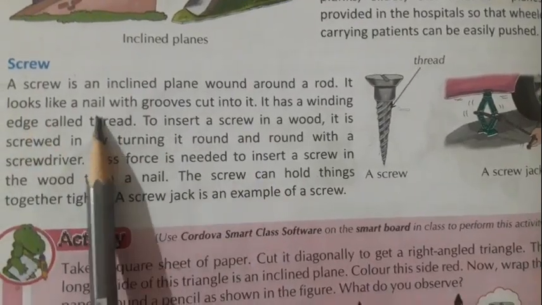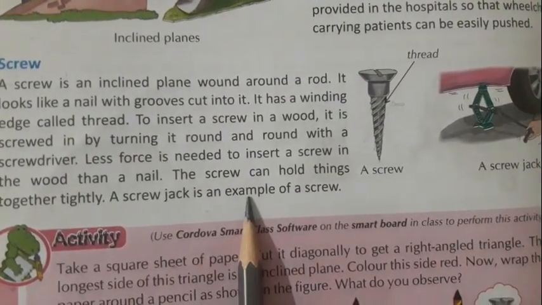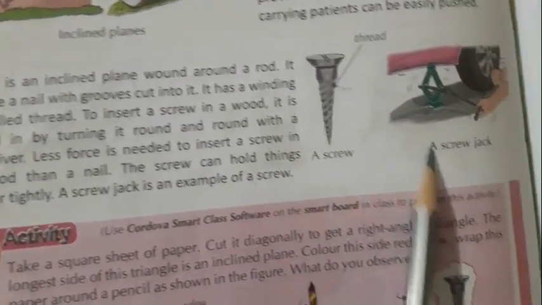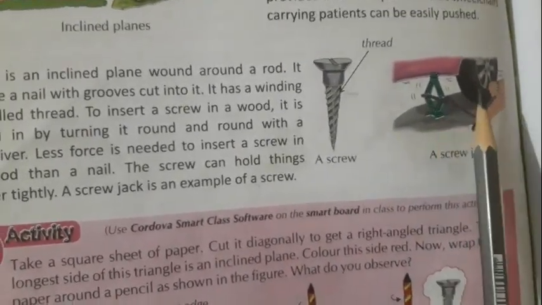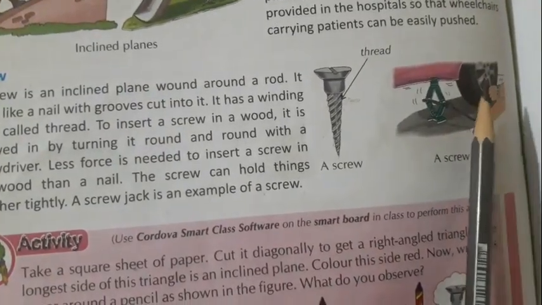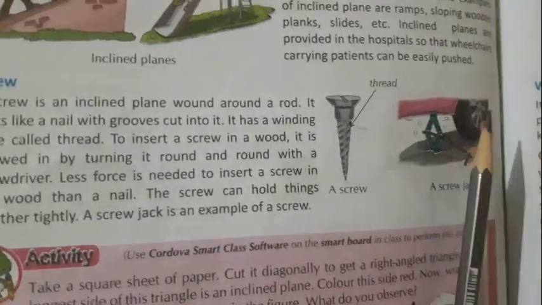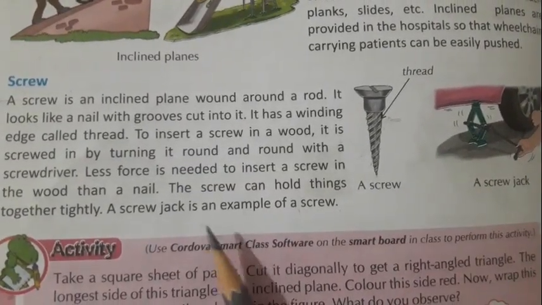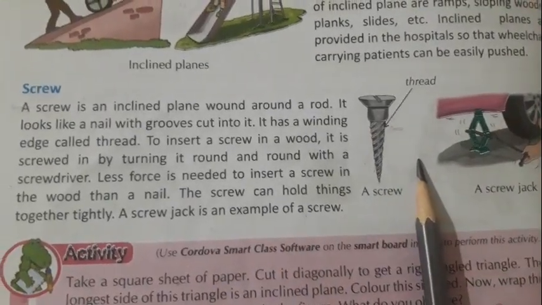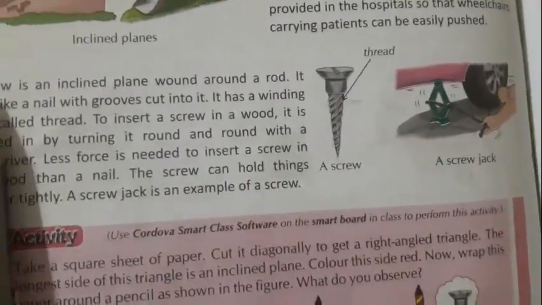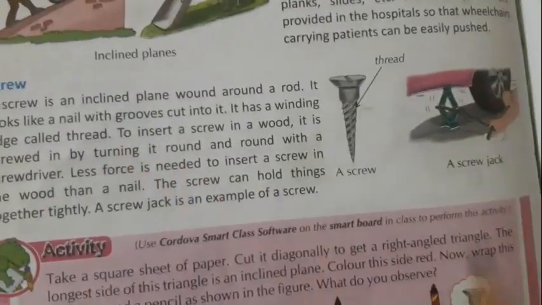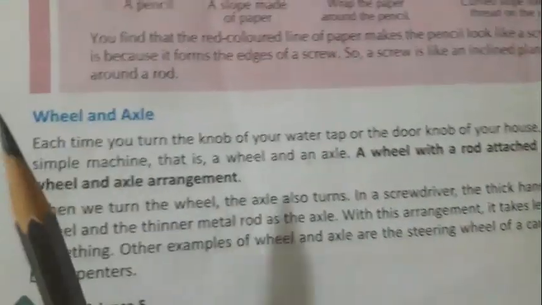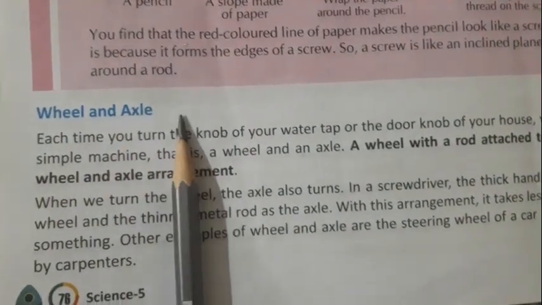Now where do we use this? Screw jack is an example of the screw. See, screw jack is used for lifting the car to change the tire. If you want to change the tire, then we use the screw jack. Are you getting this? So these are some examples of the screw. Then the next type of simple machine is wheel and axle.